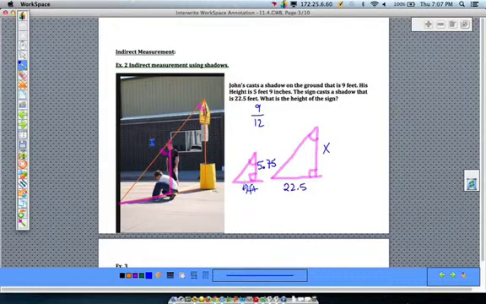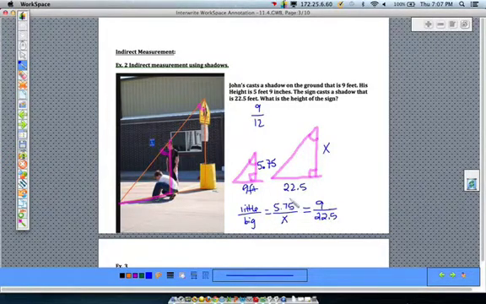This time I'll stay within triangles. So I'll say the ratio of the little to the big. So I'm going to say 5.75 over x, what corresponds with that, is the same as 9 over 22.5.